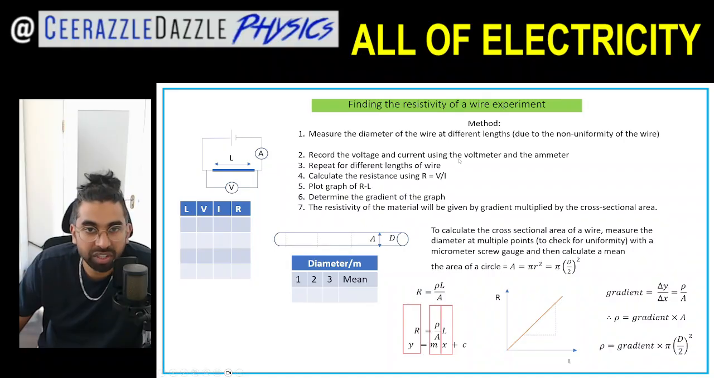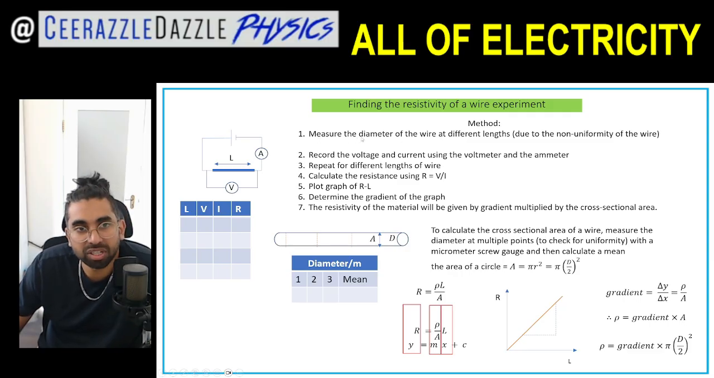How to work out the resistivity of a wire experiment. So first of all, you're going to have the following bits of equipment. You're going to have the wire of length L, a voltmeter, an ammeter, and a power supply over here. All you're going to do is change the length of the wire and record values of the voltage going through it and the current. Okay. And obviously measure the diameter as well.